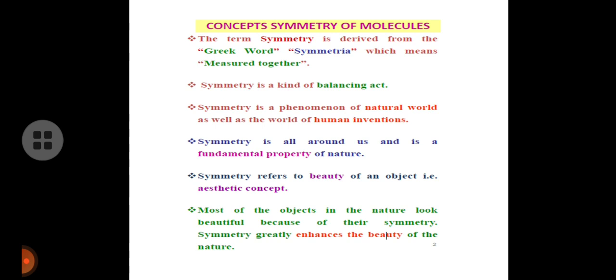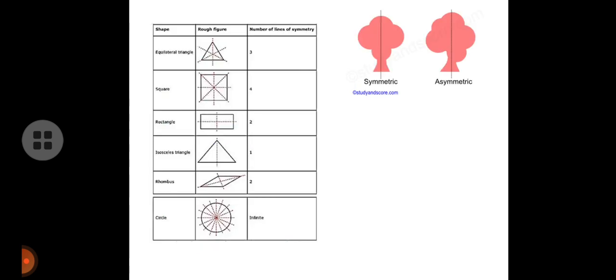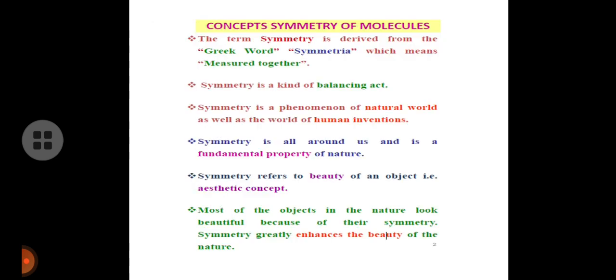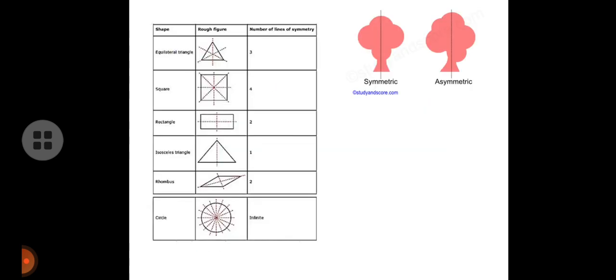Symmetry refers to the beauty of an object; that is an aesthetic concept. Most of the objects in nature look beautiful because of their symmetry. Symmetry greatly enhances the beauty of nature. For example, see here some objects are symmetrical and some are asymmetrical. See these red-colored ones: one is symmetric and another one is asymmetric.